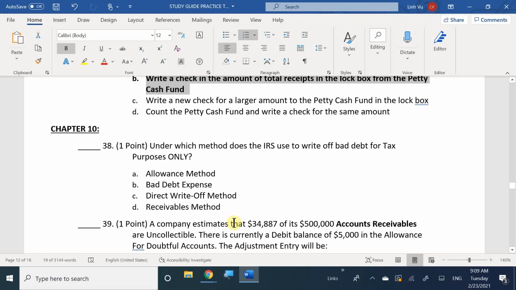Okay, so number 38. So now we're moving into chapter 10. Chapter 10, we learned 3 sections, right? We learned about receivables, we learned about time value of money, and we also learned about bank reconciliation. So this is where we all tie in everything that deals with cash itself.